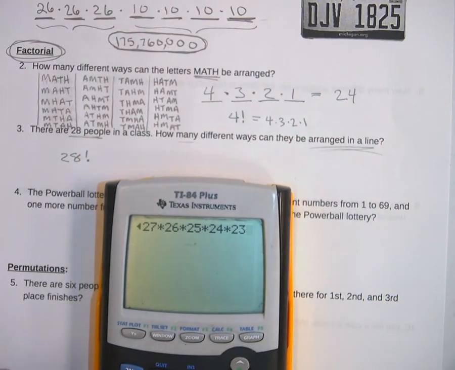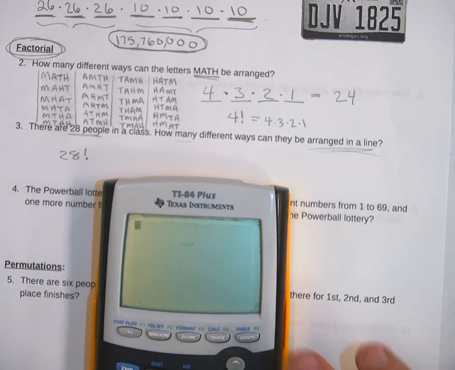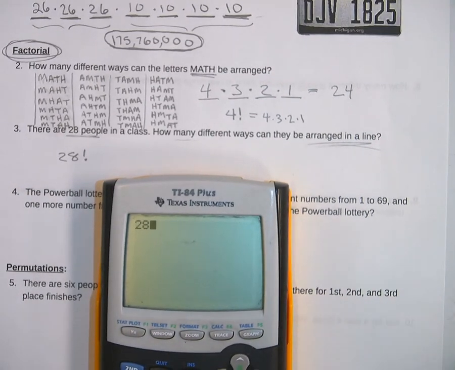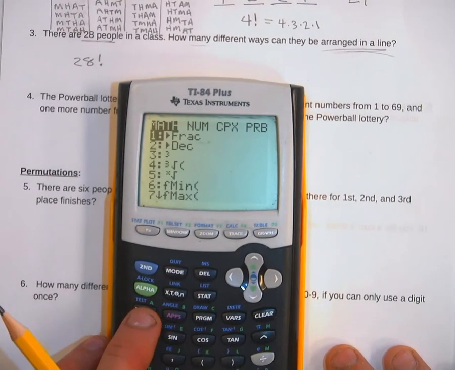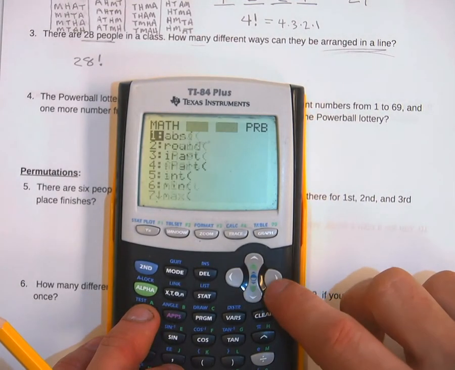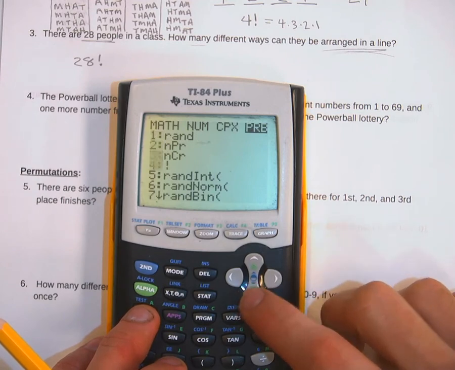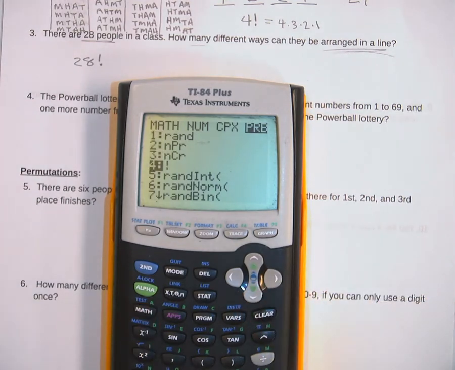You can actually use factorial on Desmos, or if you'd like to use a graphing calculator in class, we can do that as well. But all you have to do is hit 28 and then hit the math button, and you're going to arrow over to PRB, which is probability, and there's your little exclamation point. I think it's actually on the home screen somewhere, but I forget where. I don't know. Anyways, I hit that.